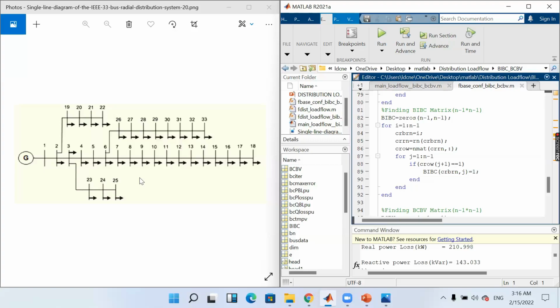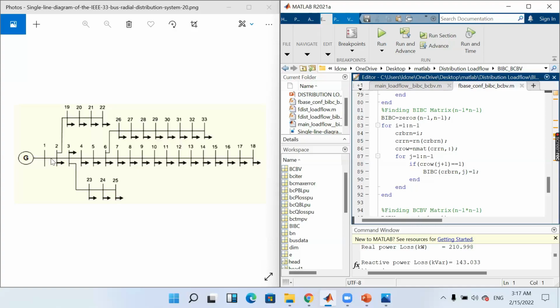That is, if we are calculating power flowing through branch 1, then that is equivalent to the power flowing through bus 2. So, how can we interrelate this? This is very important. We know that bus 2 is the receiving end of branch 1.